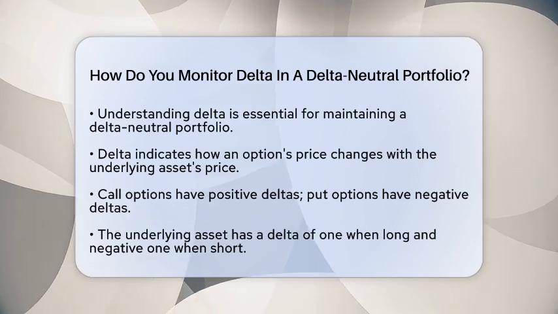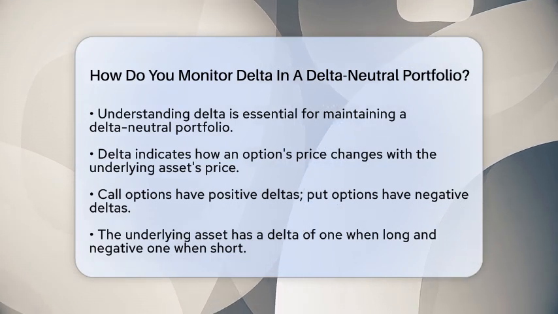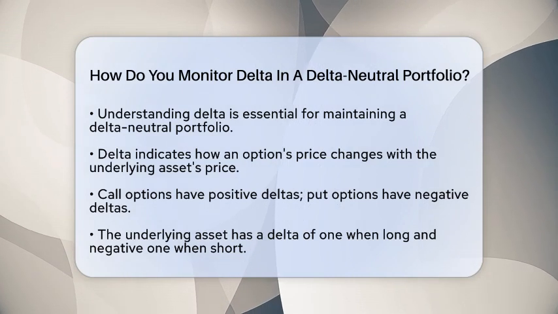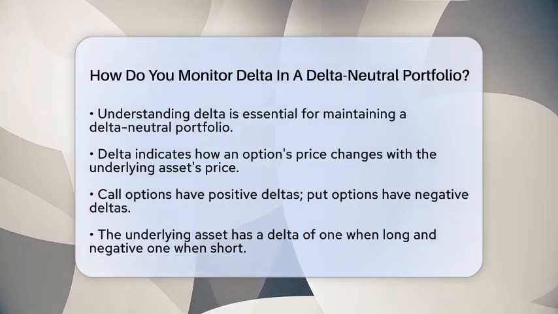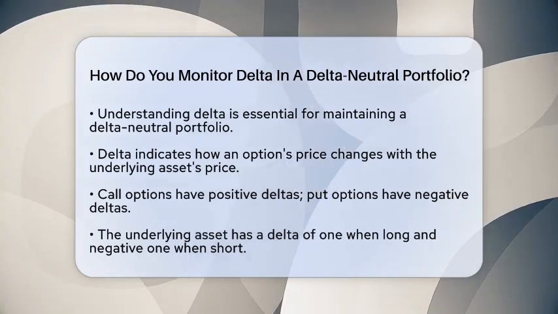First off, delta measures how much an option's price changes when the price of the underlying asset changes. Call options have positive deltas, while put options have negative deltas. The underlying asset itself has a delta of 1 if you are long and -1 if you are short.